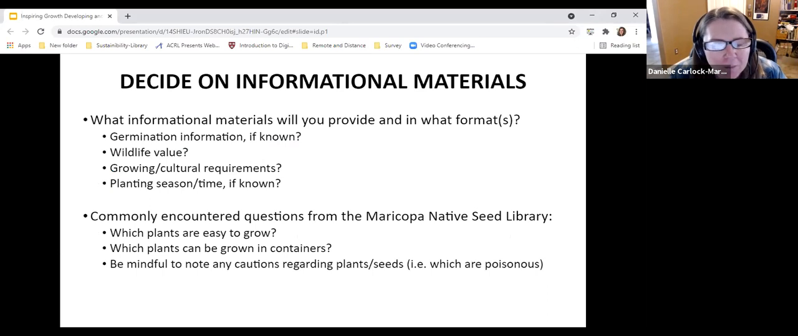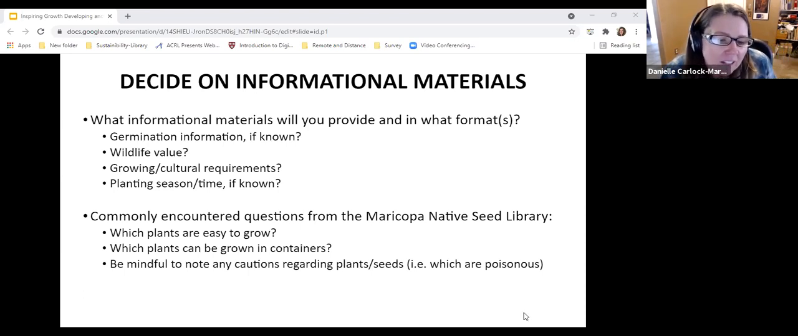And then the informational materials, to me, I really wanted to take away as many barriers as I could to having folks that are just novice gardeners or maybe just moving to the area to overcome any barriers I could. So I provided germination information, wildlife value, growing and cultural requirements, and planting season, if I knew that. If those are things that you can include, they can be helpful because you want to have people have a successful experience with growing from seed.